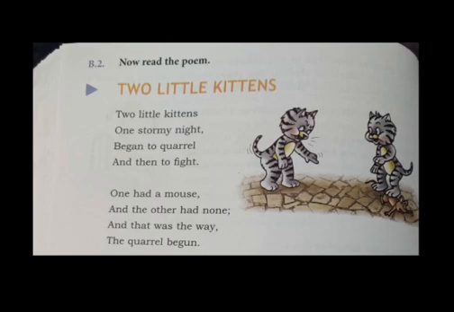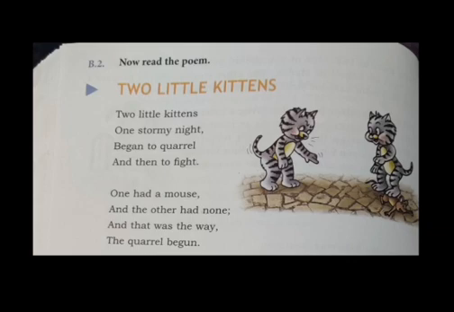Two little kittens one stormy night began to quarrel and then to fight. Children, it was a stormy night, means cold and windy night, when two little kittens started quarreling with each other, means they started having arguments with each other, and then these arguments led to a fight. Fight means they started hitting each other.